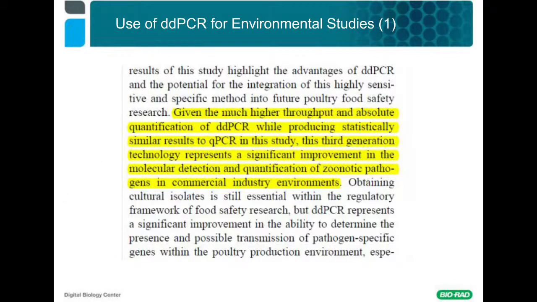The conclusions from the authors were that given the much higher throughput and absolute quantification of ddPCR, which produced statistically similar results to qPCR in this study, this technology represents a significant improvement in the molecular detection and quantification of zoonotic pathogens in commercial industry environments.